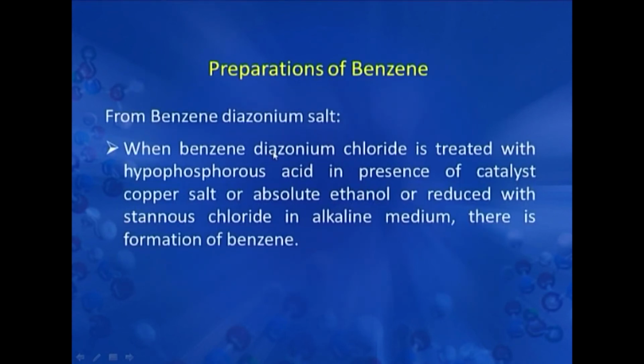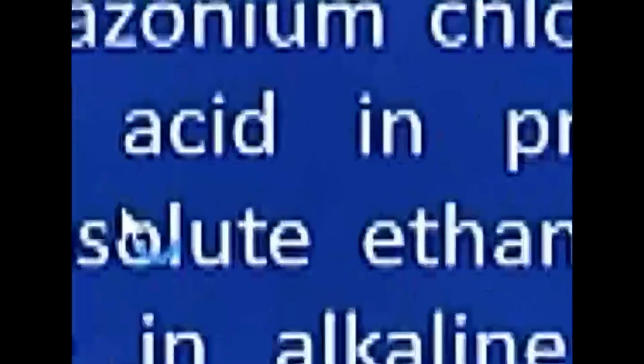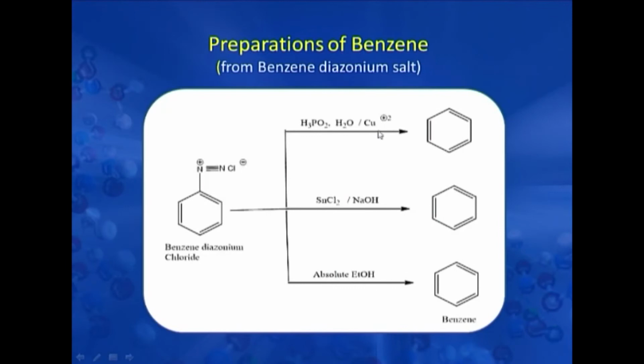From benzene diazonium salt, when benzene diazonium chloride is treated with hypophosphorus acid in presence of a catalyst, copper 2 plus salt, we get benzene. Benzene can also be prepared from benzene diazonium chloride when it is reduced with stannous chloride in alkaline medium, and when benzene diazonium chloride is treated with absolute ethanol, there is removal of nitrogen and we get benzene. So, we can prepare benzene from benzene diazonium chloride by these 3 methods.